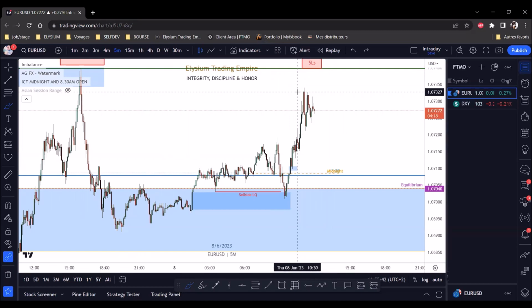Don't focus on entries, focus on exits first. Direction, bias.